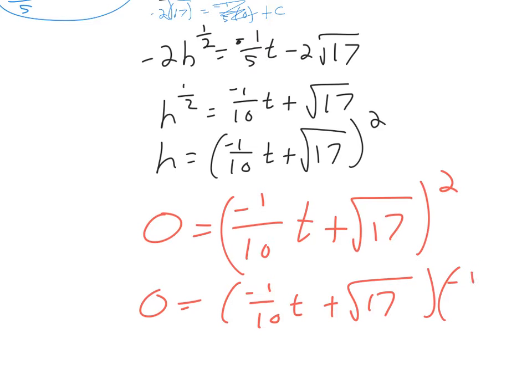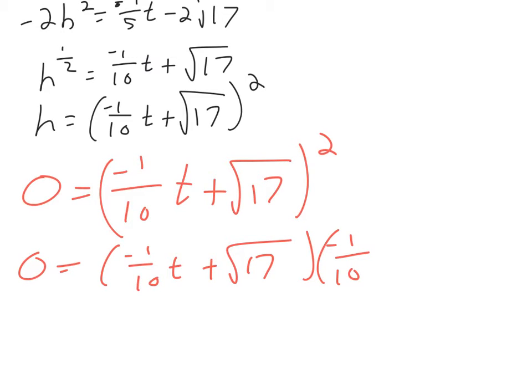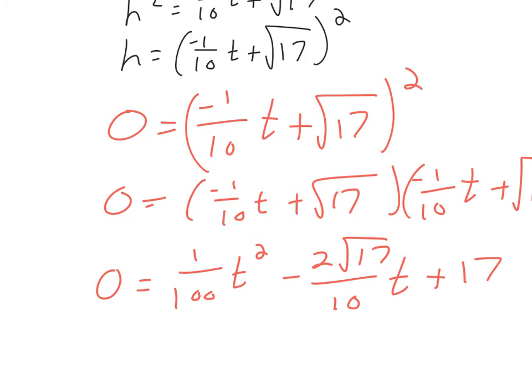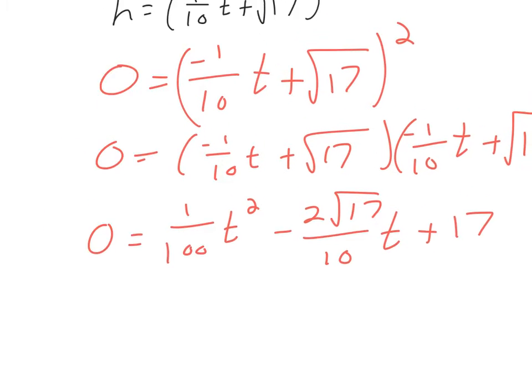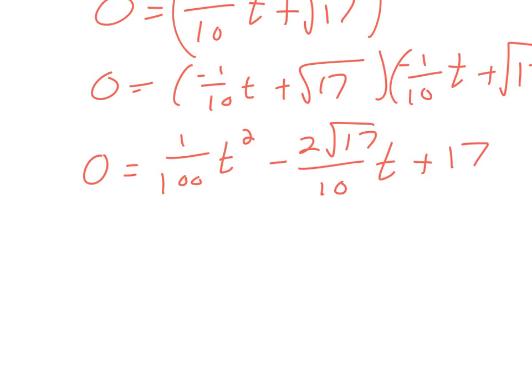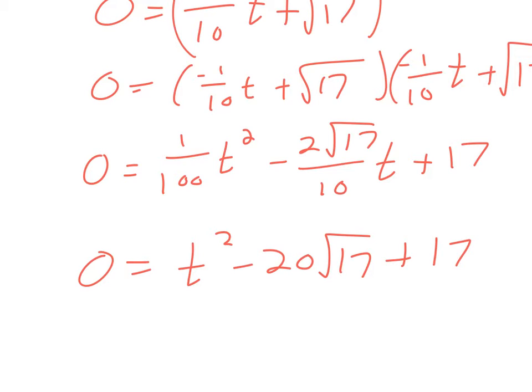So you've got to multiply that parentheses by itself. Remember, there's no distributive property of exponents. You can't just move that squared on the inside of everything. You've got to do this. Okay, so multiply those two parentheses. When you do that, we get this ugly beast. You can multiply everything by 100 to give you t squared minus 20 square roots of 17 plus 17.